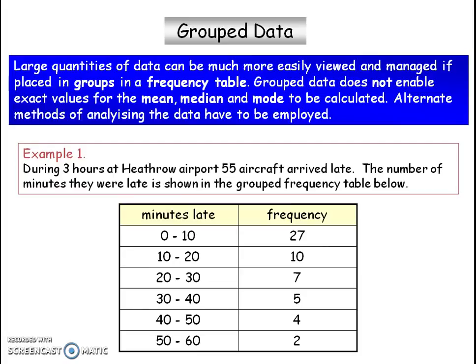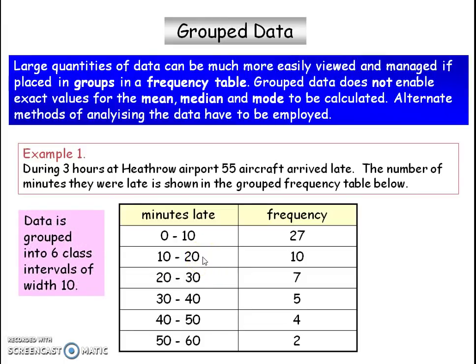Now this is the data which is given. From 0 to 10 minutes, there are 27 aircraft which are late. There are 10 aircraft which are late by 10 to 20 minutes. In this way, we have grouped the data into 6 class intervals of 10 minutes of late arrival time in this data set.